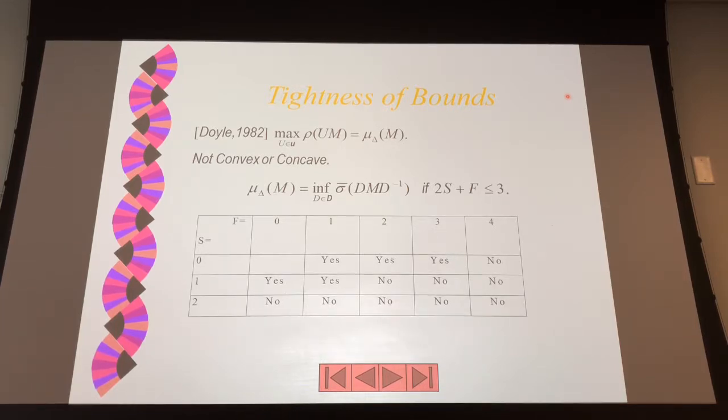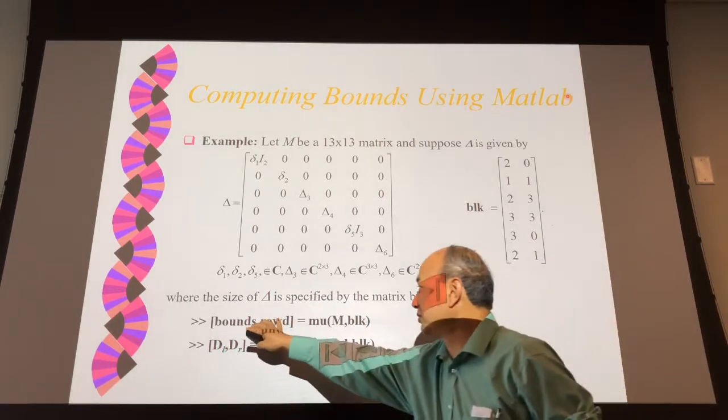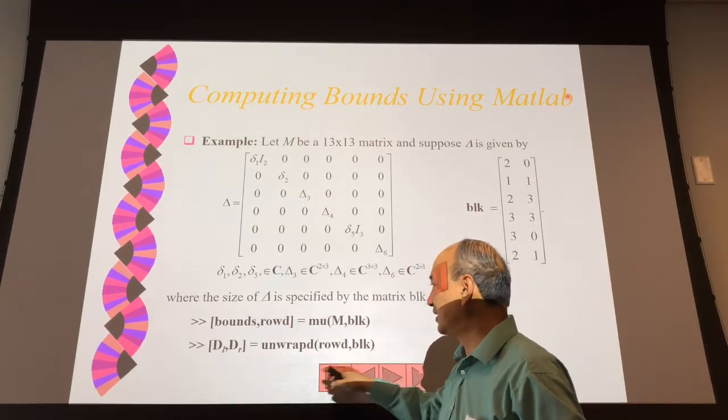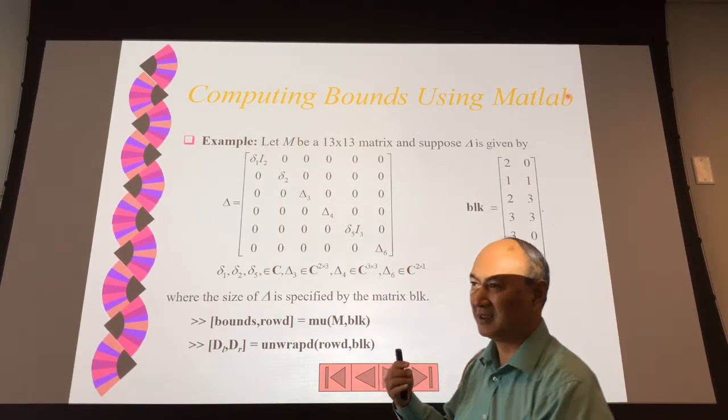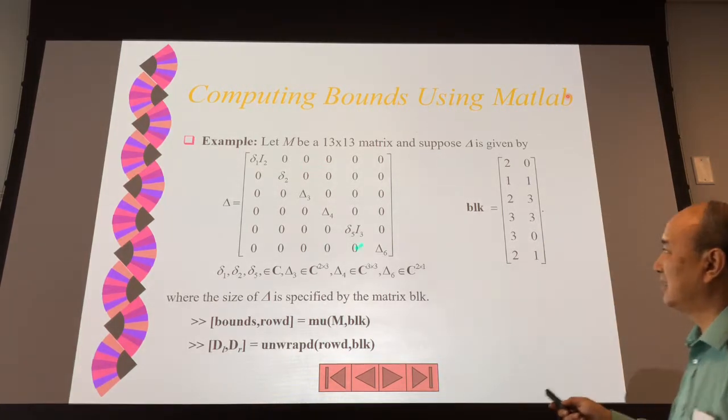I hope this is not boring, but it's interesting. So, good news is you can compute in MATLAB by giving a bound and a row d. So this dl dr, you get this row d, you will get d left, d right. So it's like bracketing this m. So you have delta is uncertainty.